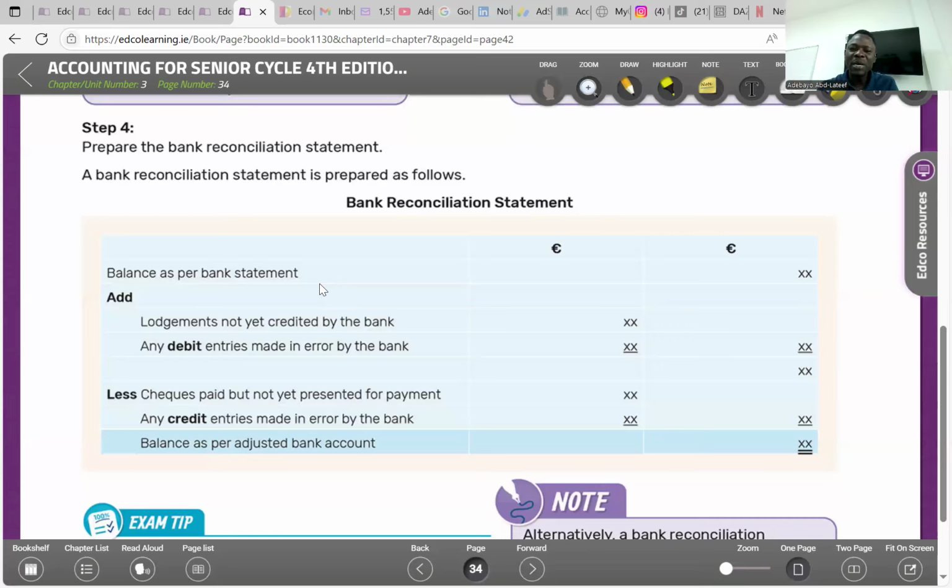Then any credit entries made in error by the bank. So whatever errors that are made on the credit side of the bank statement will be less. You deduct it from the bank reconciliation statement.